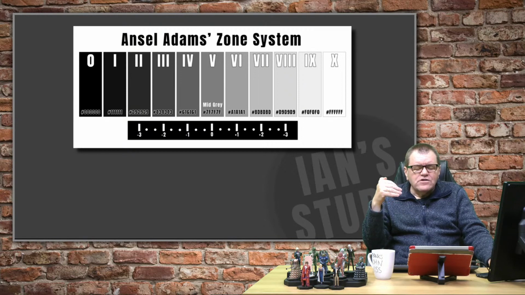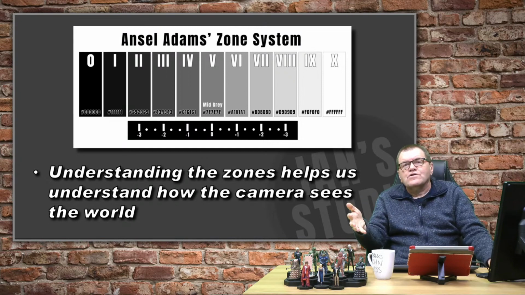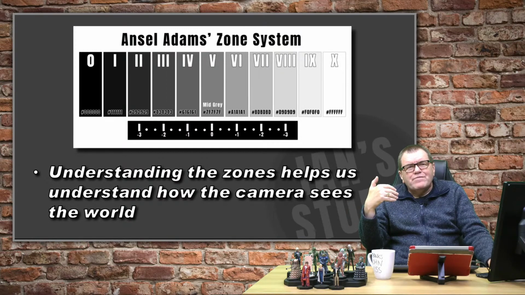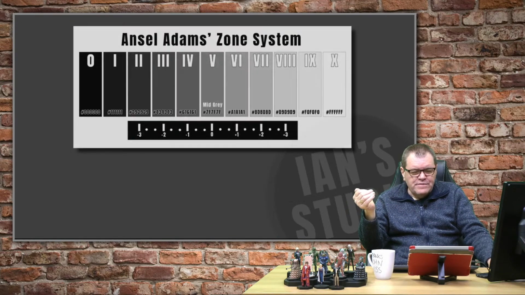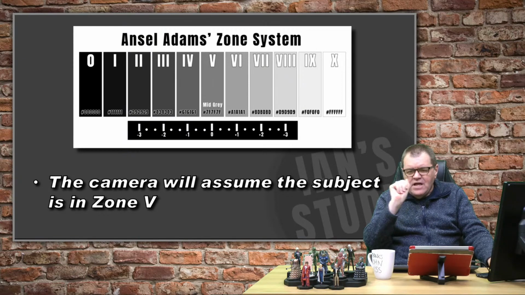How do we use all this? Just understanding those zones helps us understand how the camera actually sees the world and how it behaves with the world. Now, as I've said already, the camera will assume when it's metering that it's trying to set everything to zone 5.